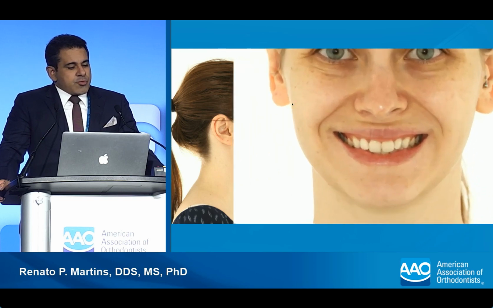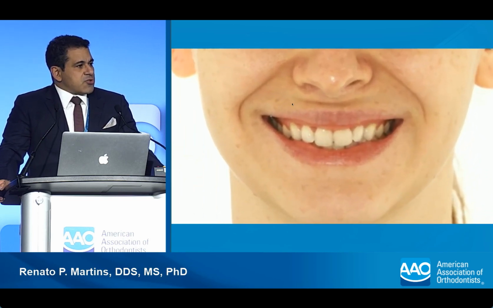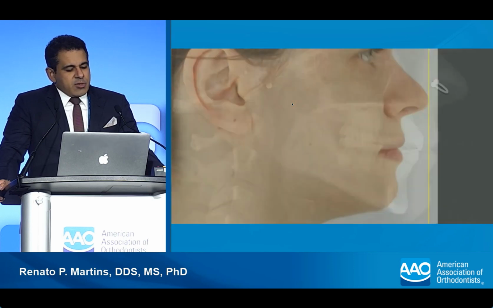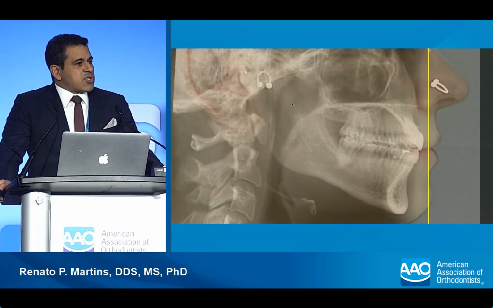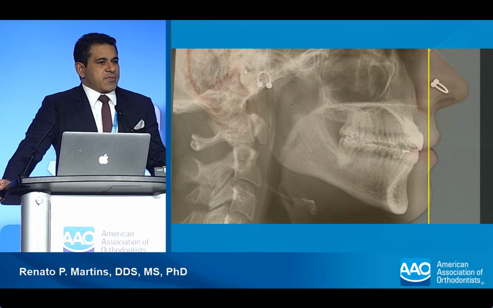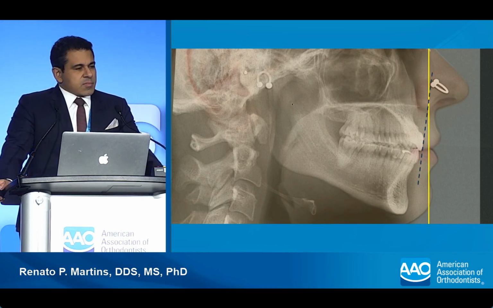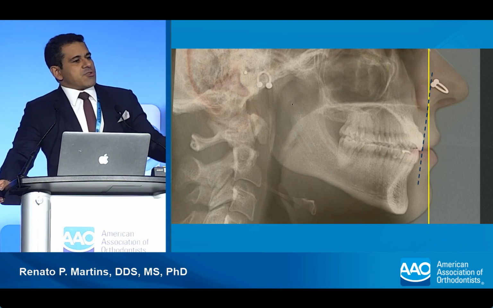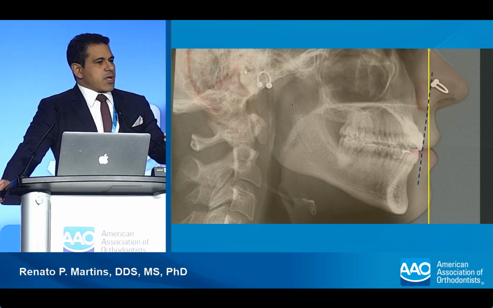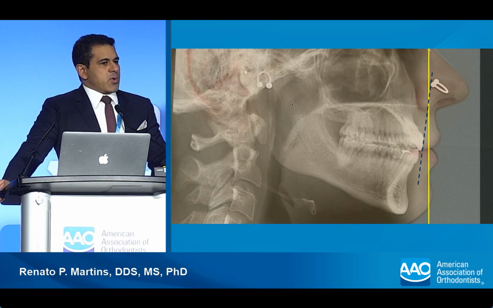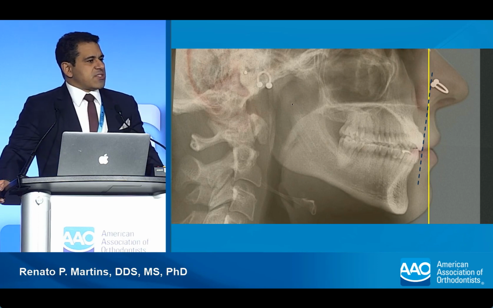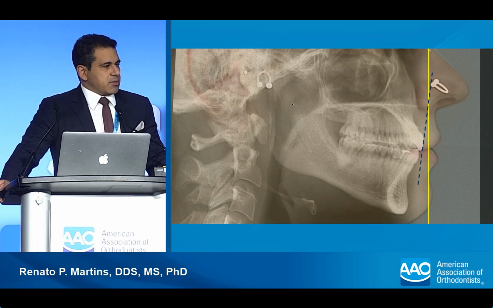So this girl, I wanted to extrude her central incisors because she doesn't show them very well. And when I looked at the lateral ceph, and I used the same line parallel to the plane of the face, coming down from glabella, the buccal aspect of her central incisor is not parallel, so it's retroclined. So what do I want in her case? I need to extrude that central incisor and I need to procline it. That's very hard to do with aligners.